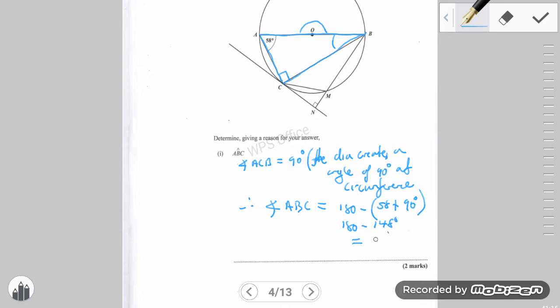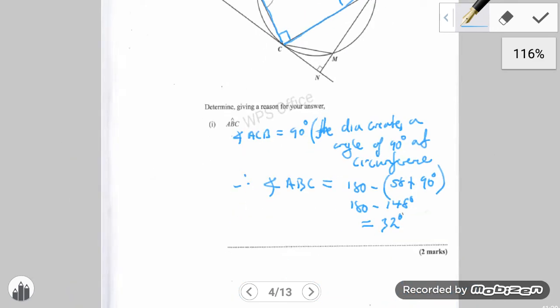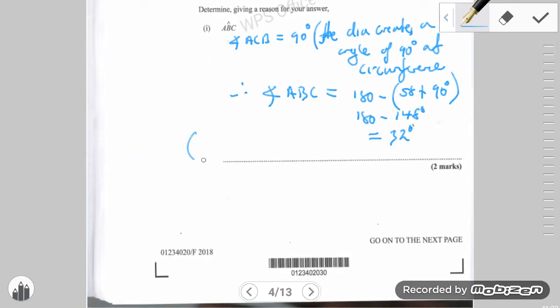So if we subtract those from 180, we should get 32 degrees here. So the angle right here that you're asking us to find is 32 degrees. And what would be the geometrical reasoning for that? The sum of the angles in a triangle is 180 degrees. That's the geometrical reason for how we got the 32.